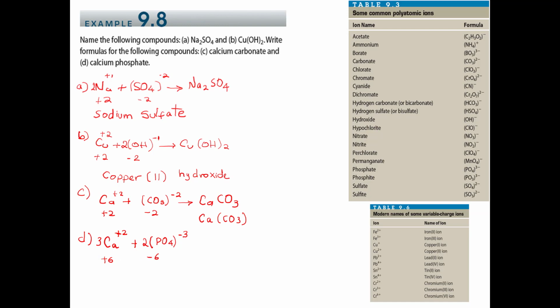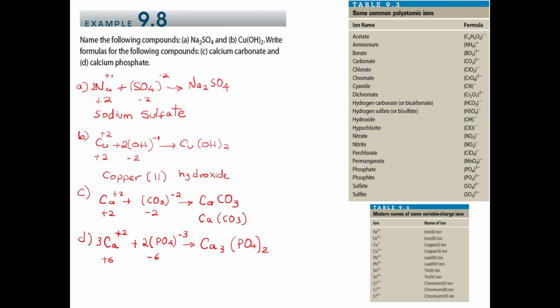Now you have a neutral charge. Then you can write the formula. To form calcium phosphate, you will need 3 ions of calcium and 2 molecules of phosphate. And this is the formula for this compound.